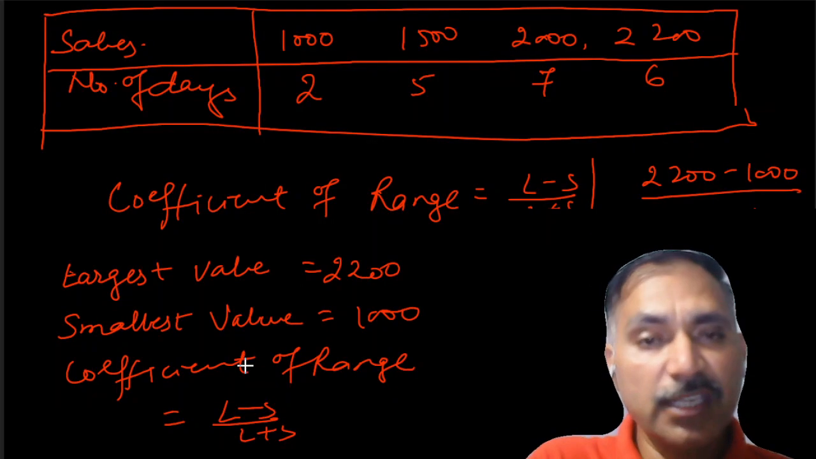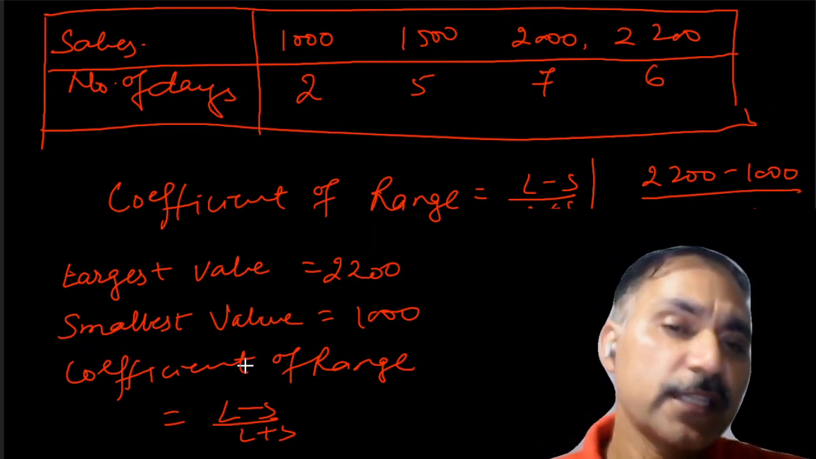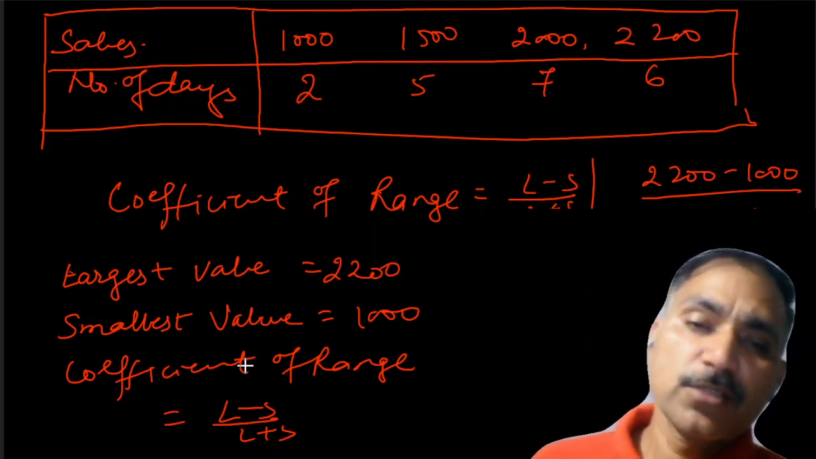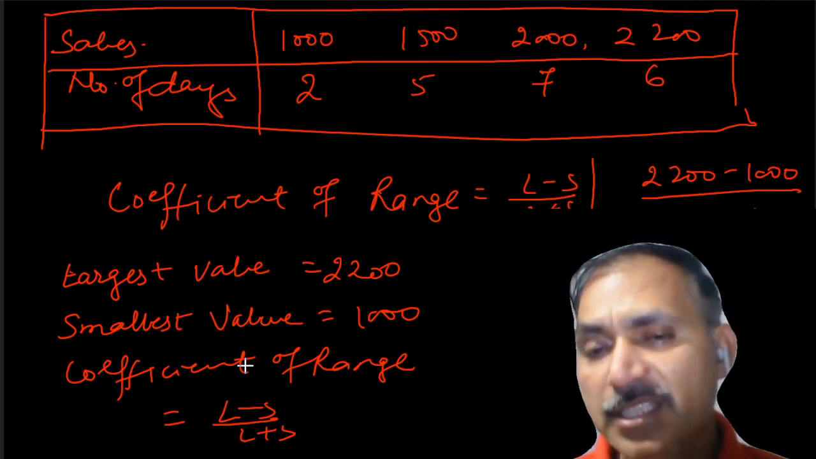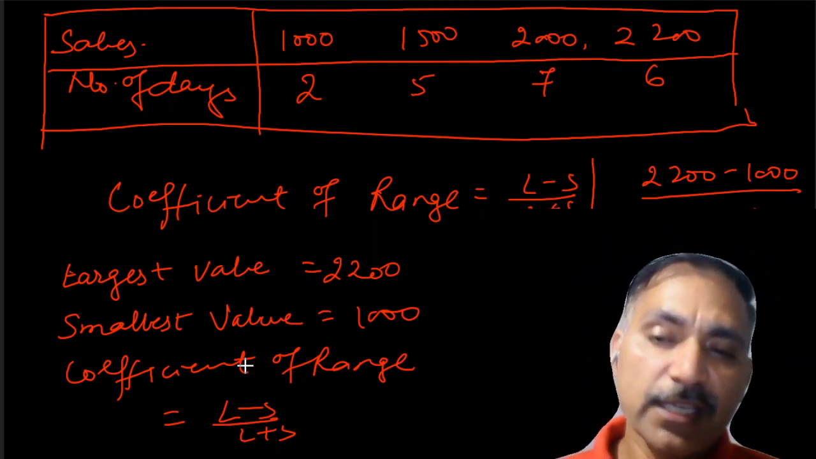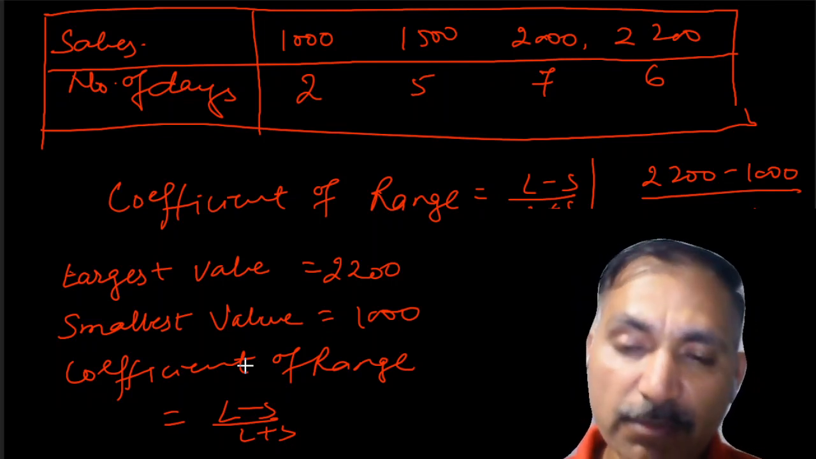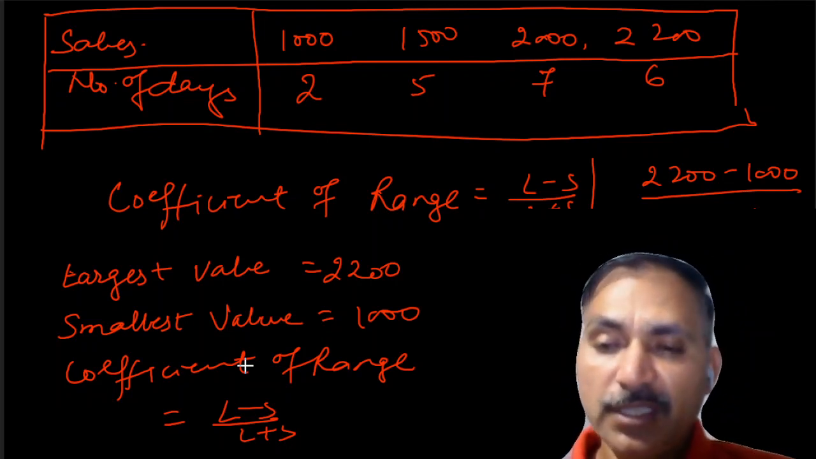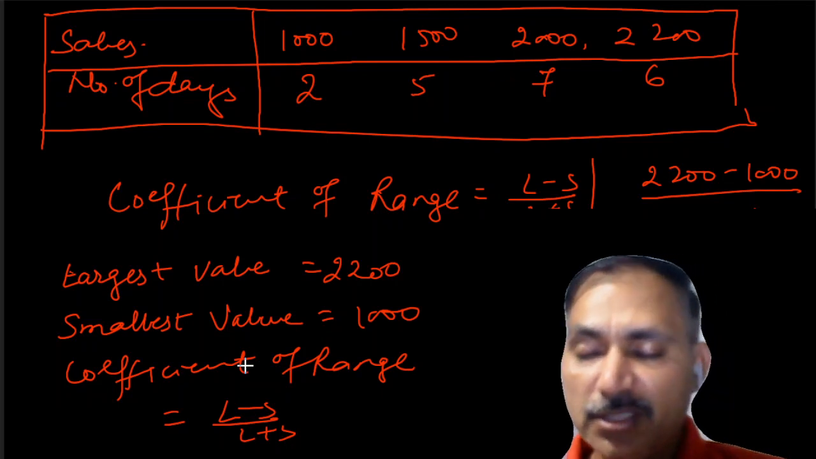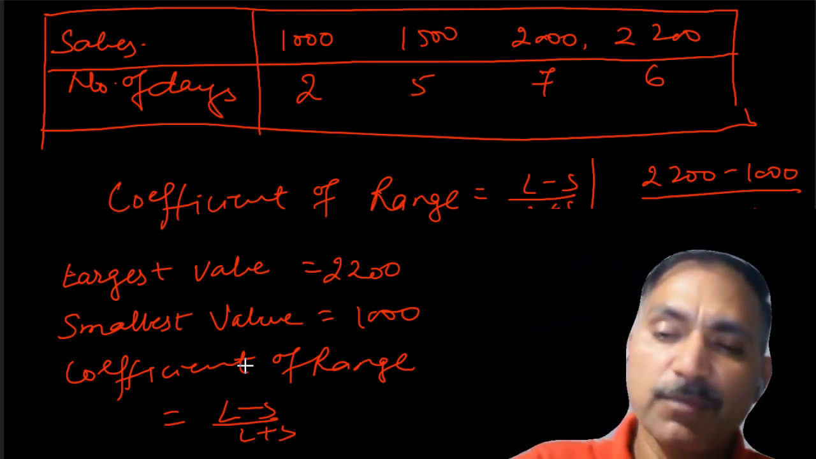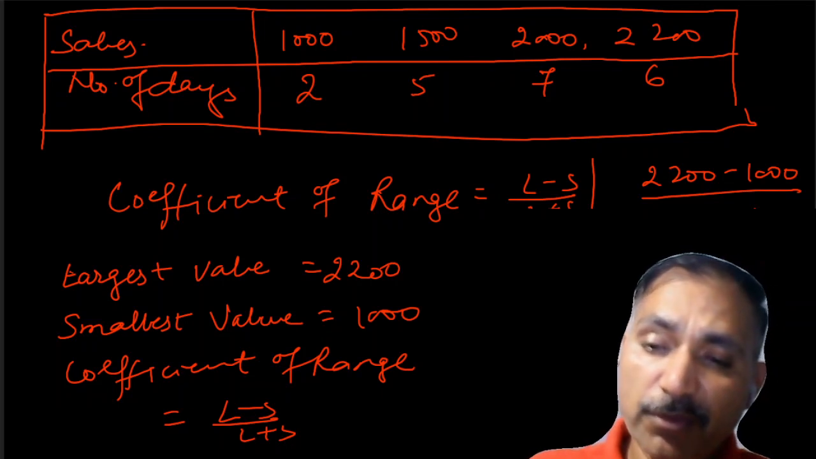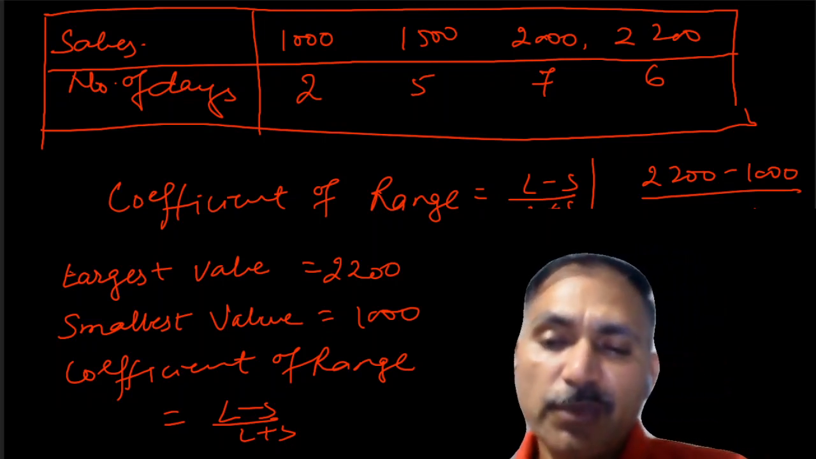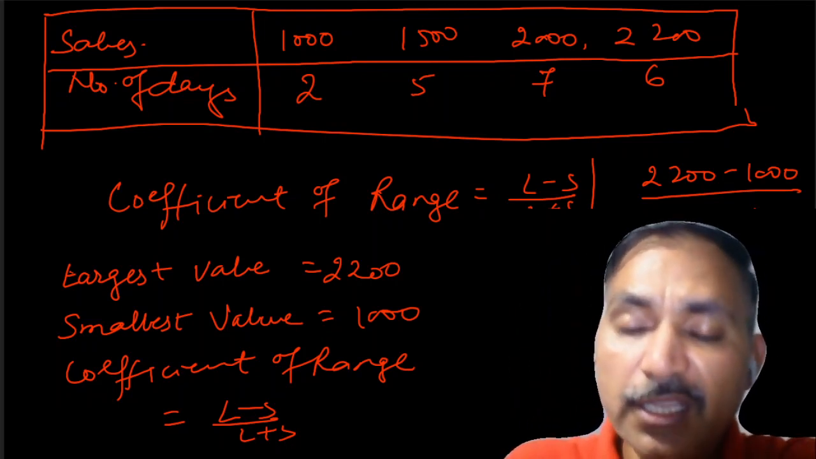Next one is for the discrete data. Here I have taken the sales and the number of days. The minimum sales is 1000, maximum sales is 2200. So for the coefficient of range, the formula is L minus S divided by L plus S. So we have 2200 minus 1000 divided by 2200 plus 1000. So it comes as 2 upon 8. If you want, you can write it as 1 upon 4, that comes as 0.25. 2 by 8 is nothing but 1 by 4, and 1 by 4 in decimal form is 0.25. So it is up to you whether you want to keep your answer in fraction or in decimal.